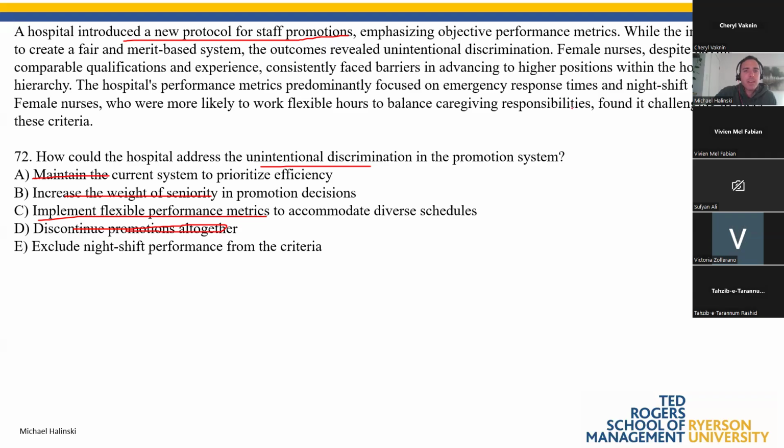That's kind of an interesting one, right? But we still have this issue with response times, which still gives preference to men. So that's not a good one either. The real issue stems from women tending to work flexible hours. So there we go. We're simply saying we're going to consider flexible performance metrics to accommodate diverse schedules, for women in this case. Good.